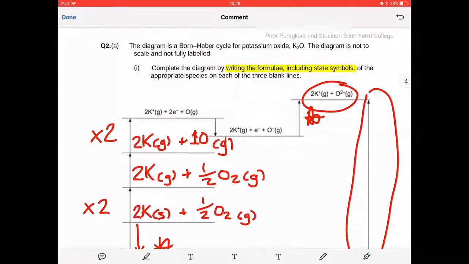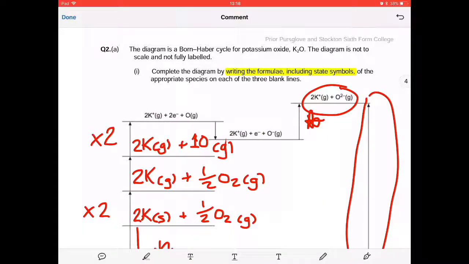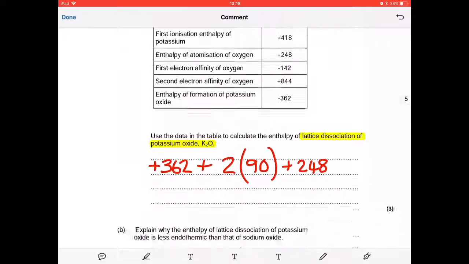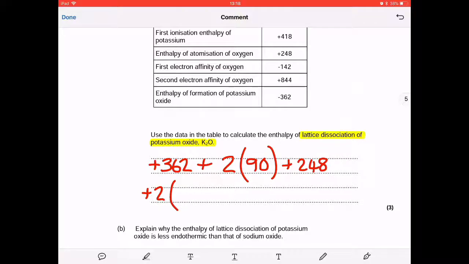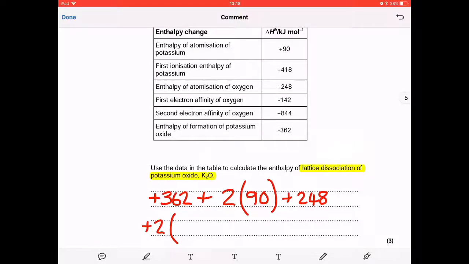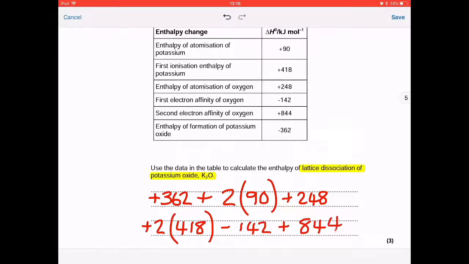Next process is 2 lots of the first ionization energy of potassium. So again, we're going to have to multiply this one by 2. So we're going to add 2 lots of the enthalpy of ionization of potassium, which is 418. Then we're going to look at the electron affinities of oxygen. So the first one there, because the arrow is going in the same direction, minus 142. And then the second electron affinity of oxygen is plus 844.